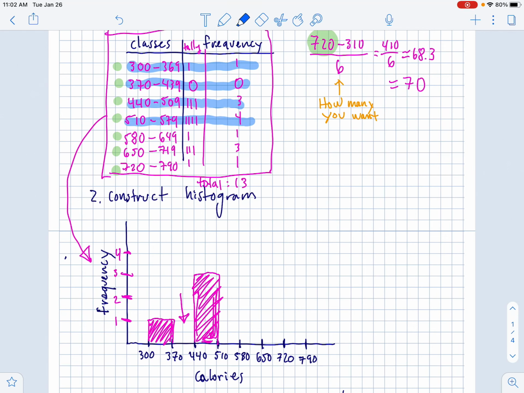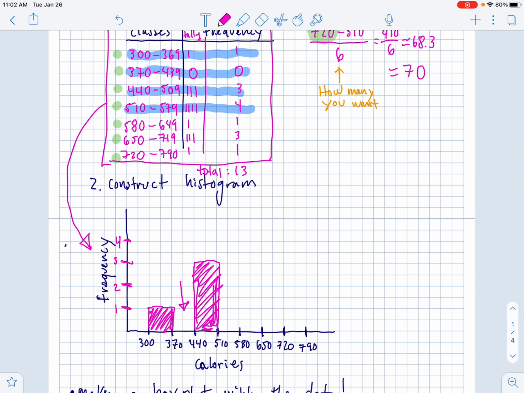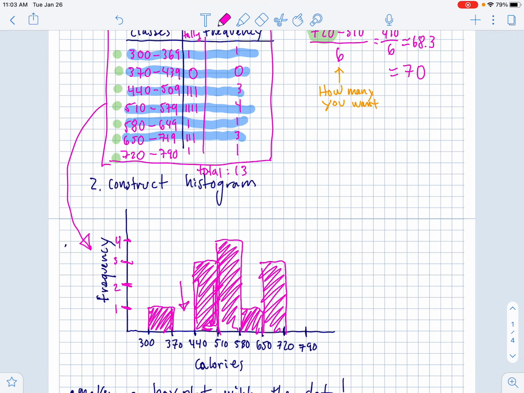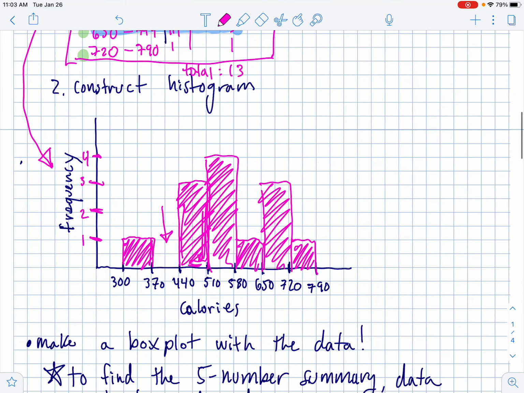Then from 510 up to 579, we have 4 pieces of data. Ooh, the biggest, tallest part of our histogram. And then the next one only has 1, and then jumps up to 3 from 650 on, all the way up to 3. And then the last one only has 1. Okay, nice. We made a successful histogram. And it's okay that we do have that gap because there was 0 in that range.